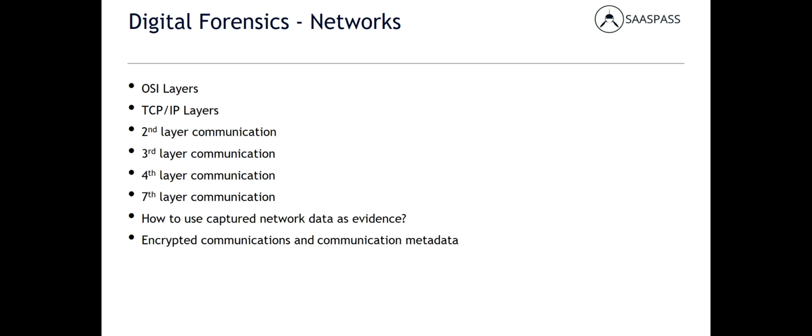In this lecture, we will define the layered structure of computer networks, both OSI layers and TCP/IP layers. Then we would like to focus on different layers, second, third, fourth, and seventh layer, and how we number these layers. Then we would like to explain how to use captured network data as evidence. Also, we would like to mention encrypted communications and the metadata of computer networks.